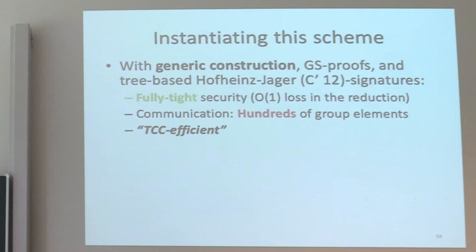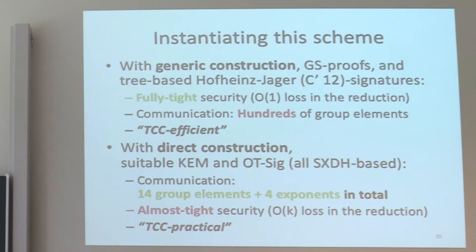Okay? So this is what we call maybe TCC efficient. Okay, everything is in polynomial time and so on, so it's good enough to get published at TCC, but maybe not at CCS. And then there is a second construction, which is better. Let's say TCC practical. So here we have, let's say, 18 strings of about the size of the security parameter, depending on how we instantiate this here. It's not as nice as this one here because we have a linear security loss, but at least it's not completely theoretical essentially. Okay. So this was the state of the art until about 2018 in tightly secure key exchange protocols.